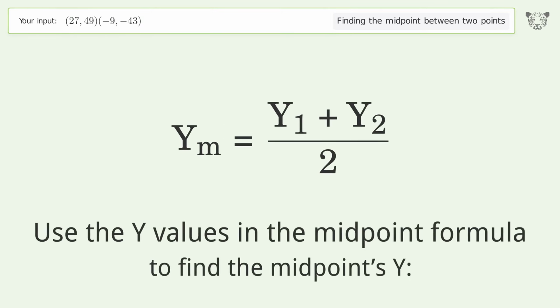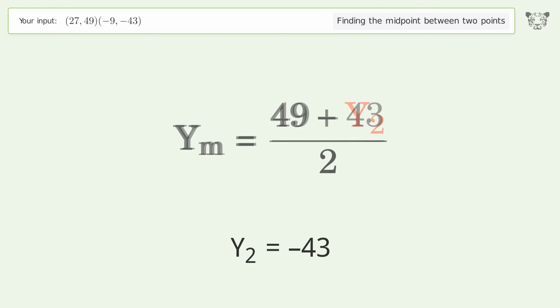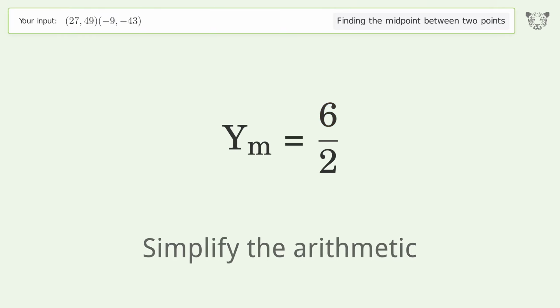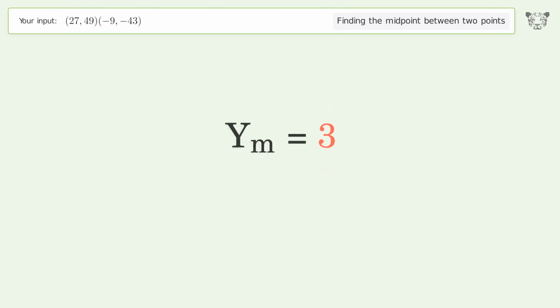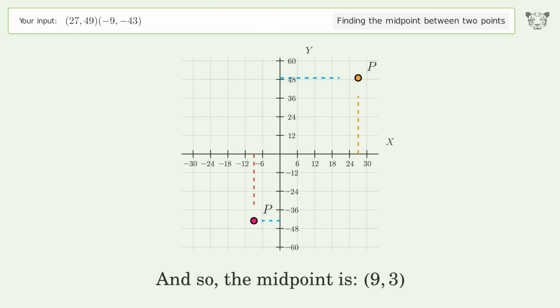Use the y values in the midpoint formula to find the midpoint's y. y1 equals 49. y2 equals -43. Simplify the arithmetic. And so, the midpoint is 9, 3.